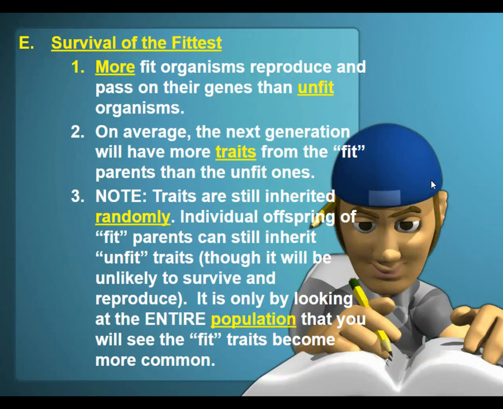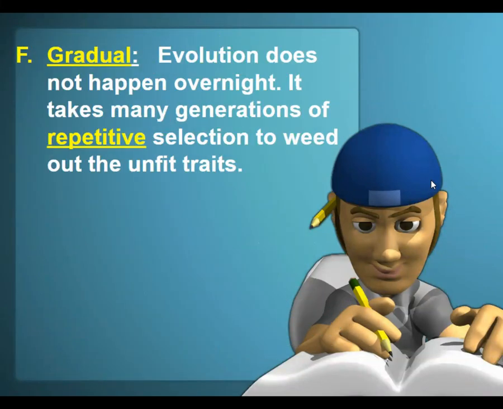So then we move on to the term survival of the fittest. The more fit organisms will reproduce and pass on their genes more than the unfit organisms. And on average, the next generation will have more traits from the fit parents than the unfit ones. Another note here, traits are still inherited randomly. Individual offspring of fit parents can still inherit the unfit traits, though they'll be unlikely to survive and reproduce. It is only by looking at the entire population that you'll see the fit traits become more common. And then we also know that evolution is gradual. It does not happen overnight. It takes many generations of repetitive selection to weed out the unfit traits.